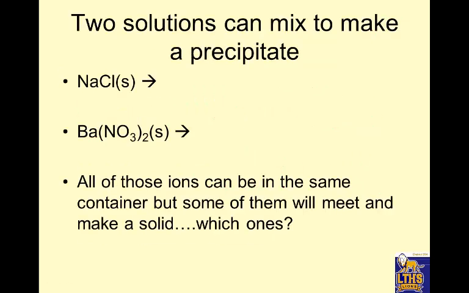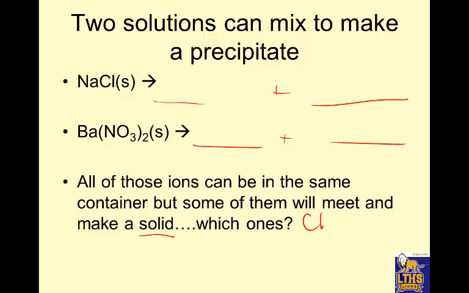Now, two solutions can mix to form a precipitate. So if you have sodium and chloride, we already did this, redo it so you can see. If you have barium and nitrate in a solid form, you get aqueous barium and nitrate ions. All of these ions, if you mix solutions of these two things together, would be in that solution. If you mixed them all, you'd get 4 different kinds of ions. But some of these ions might find each other in that solution and make what's called a solid or precipitate. So which ones would find each other?